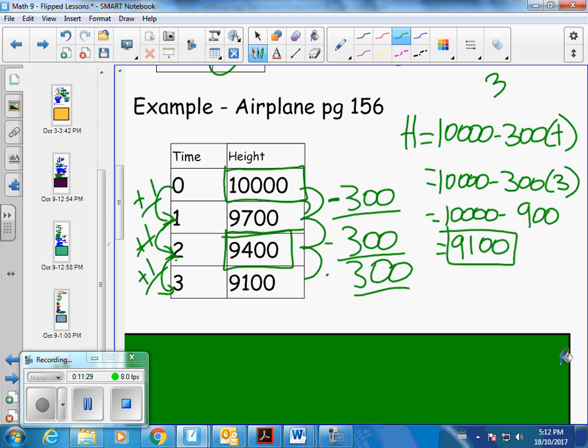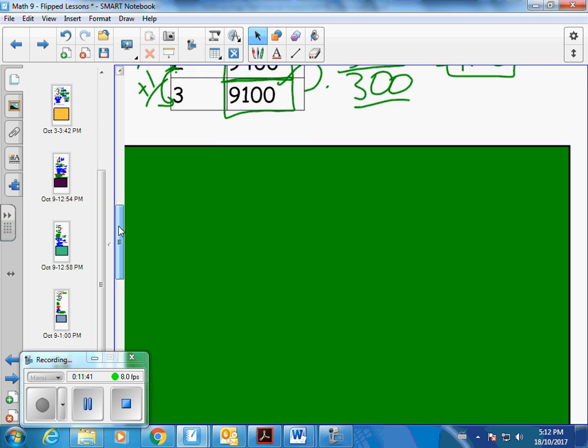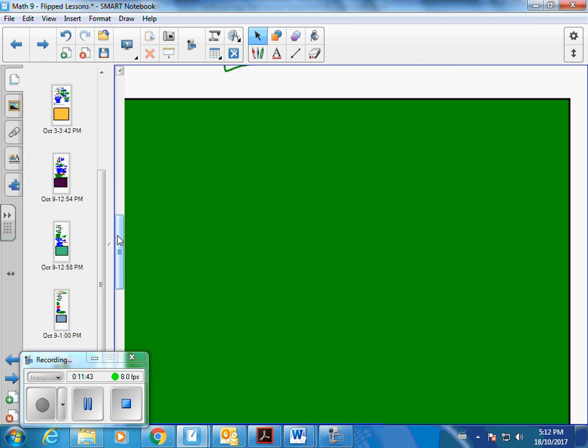Now, what I've got to do is take a quick look at my table of values. Is this number the same? Yep. So clearly, my equation or expression is correct. Okay. Moving on to our last example here.